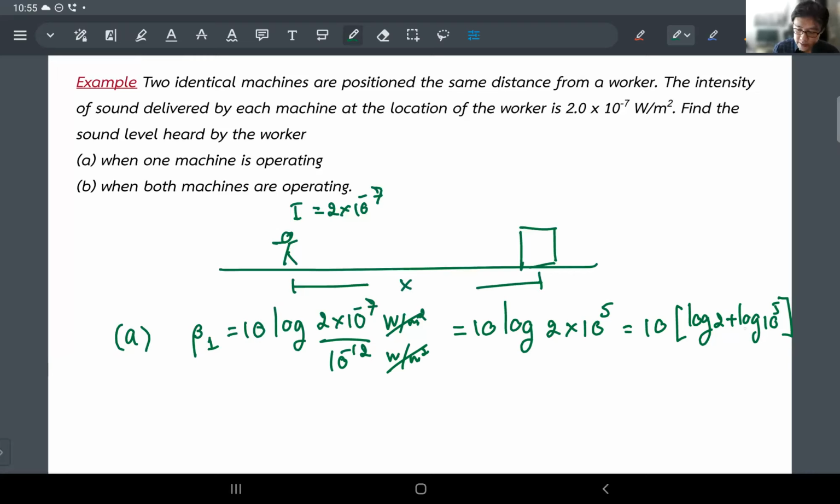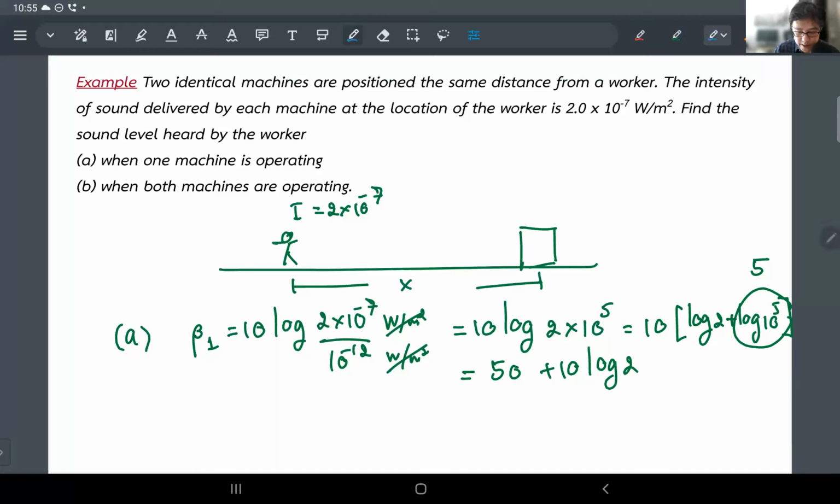All right, and this log of 10 to the 5th is nothing more than just number 5. So at the end, what you get over here is just going to be 10 log 2 plus 5. Or let me write it like this. So it's going to be here 50 plus 10 log 2. Sounds good? Okay. All right. But I just want to leave it there.